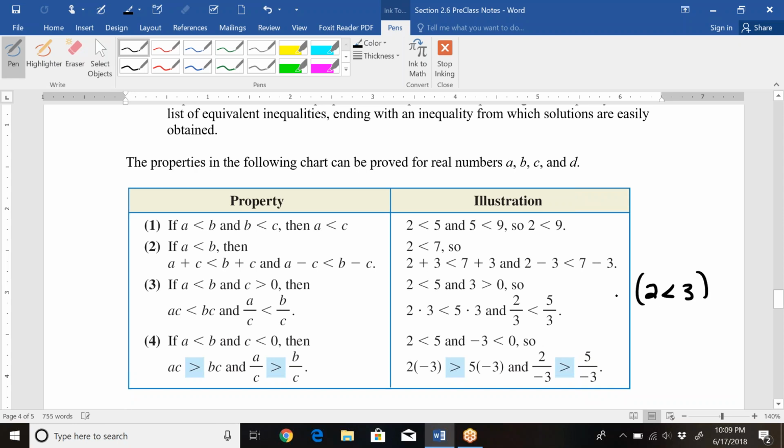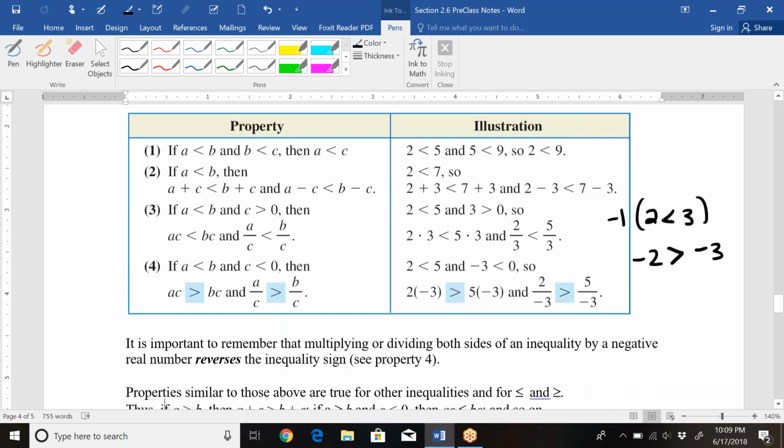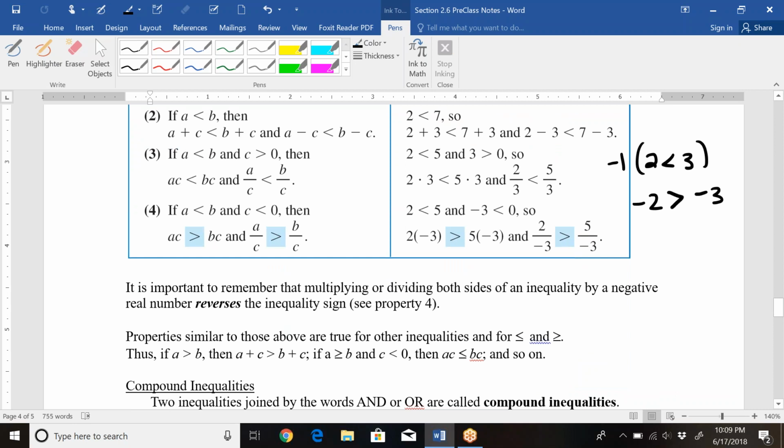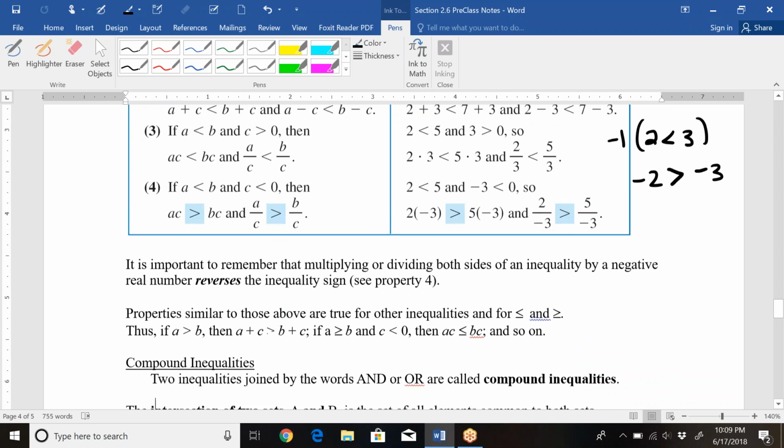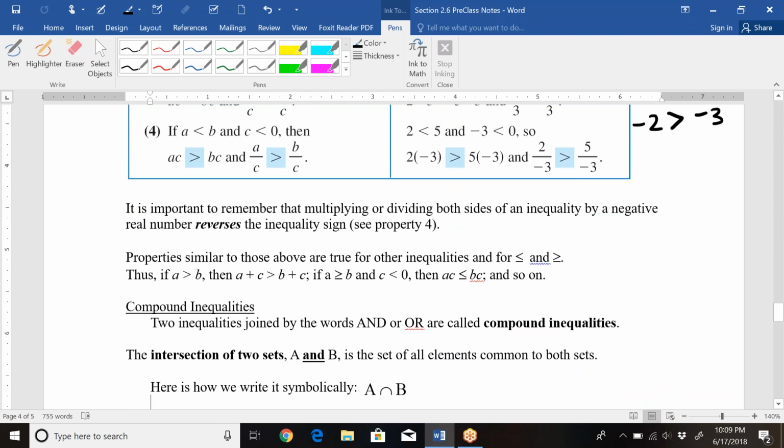If you multiply this by a -1 on both sides, that makes this -2 and -3. -2 is not less than -3. Actually, -3 is smaller. So if you multiply or divide by a negative number, you have to flip the direction of your inequality. So that's this next statement: if you multiply or divide both sides by a negative, you must reverse the inequality sign.